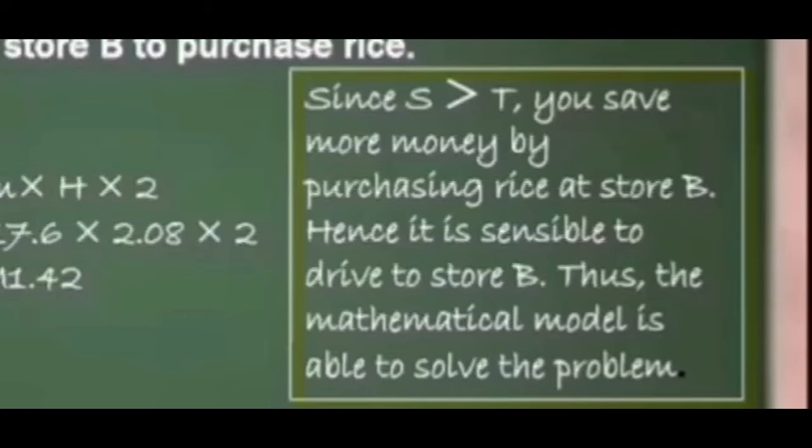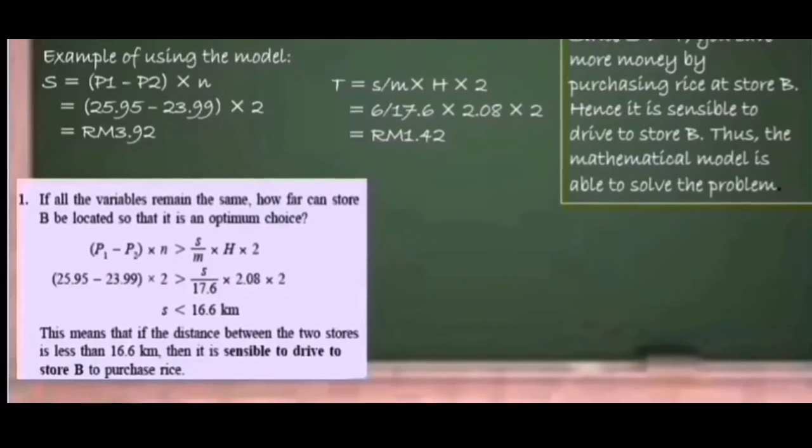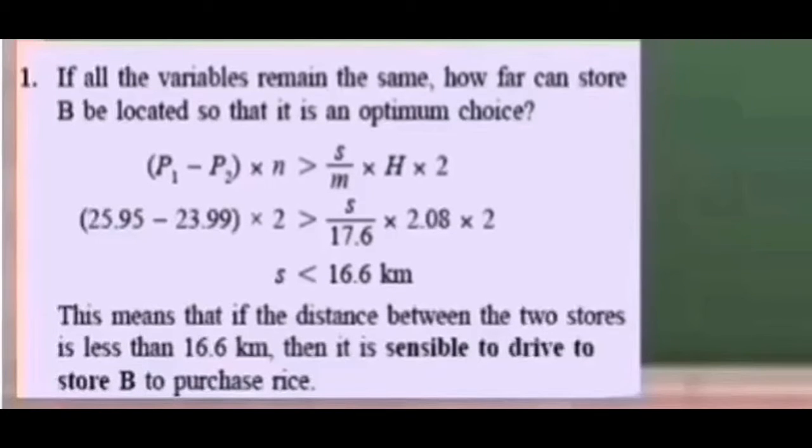Besides, we can find the further extension too. If all the variables remain the same, how far can Store B be located so that it is an optimum choice? (P1 minus P2) times n is bigger than x divided by m times h times 2. So x is smaller than 16.6 km. This means that if the distance between the two stores is less than 16.6 km, then it is sensible to drive to Store B to purchase rice.